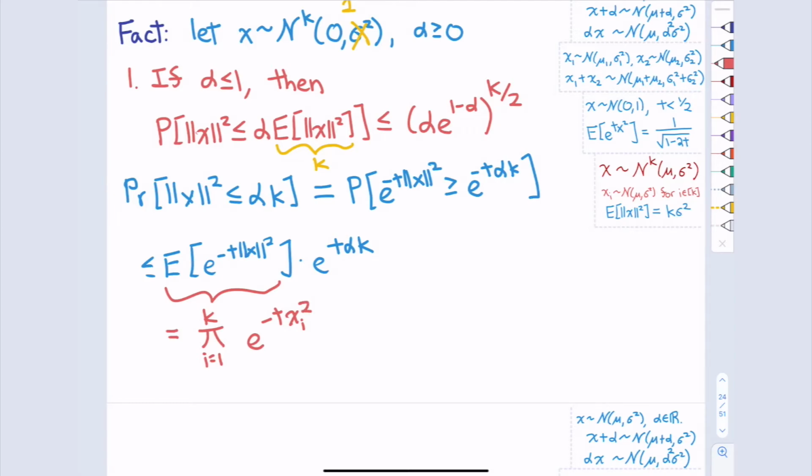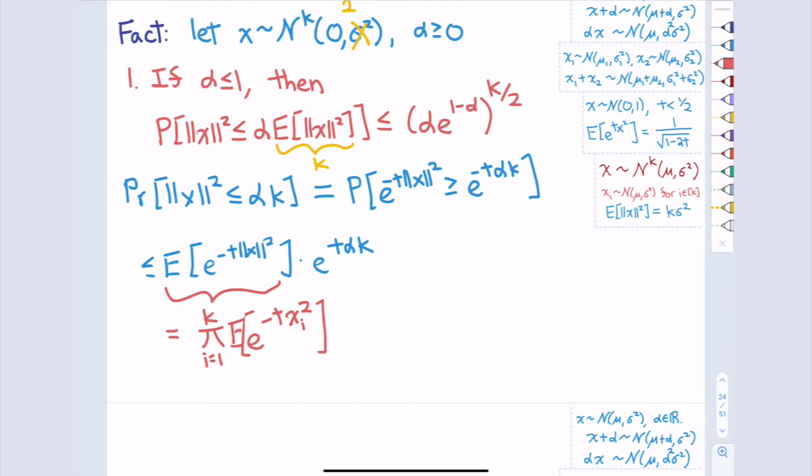Okay. The expected value of e to the negative t xi squared. That's just because we used to have the sum of xi's in the top right corner, and then we did the usual. You can break up the exponent, the sum, and yeah. Okay. All right.